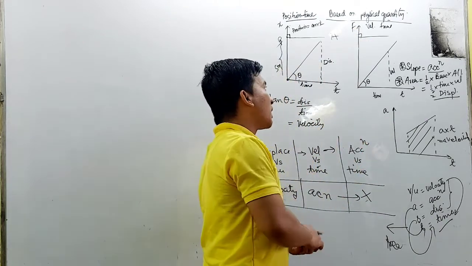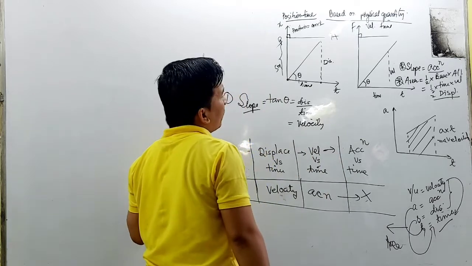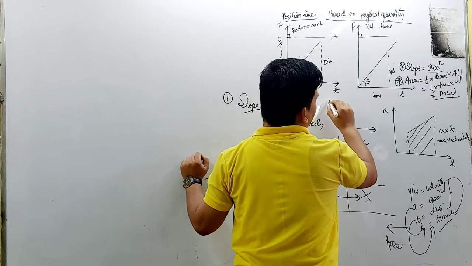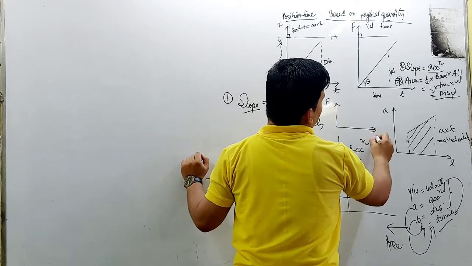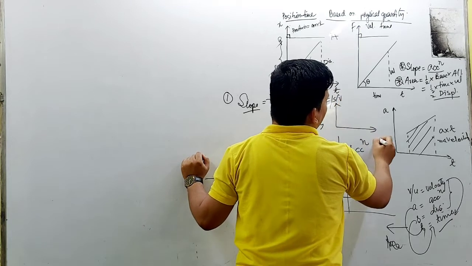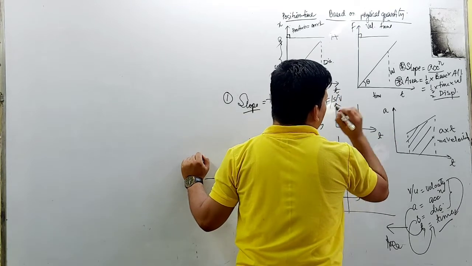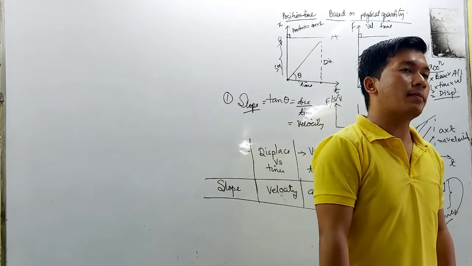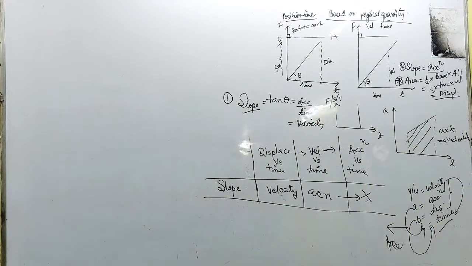Understand? Now, can we have a graph representing like this? It may be any physical quantity, force, displacement, or velocity. Can we have our graph directly perpendicular to the time axis? Yes or no?